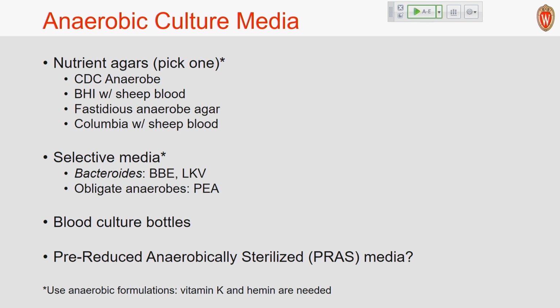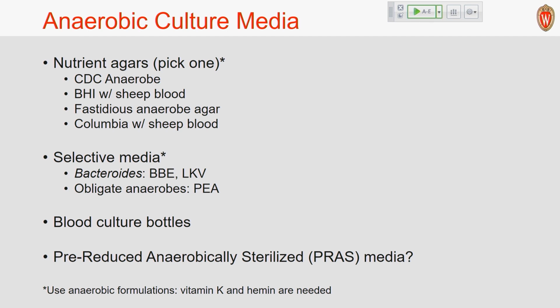And remember when I say Columbia, that's not CNA, it's the Columbia base, supplemented with blood. But of course it doesn't have the nalidixic acid, so it's a general nutrient agar. And then for Bacteroides, the BBE and the LKV, and for the obligate anaerobes, the PEA. We started using that recently, a few years ago, and it's kind of interesting because it's somewhat more selective for obligate anaerobes. So a little bit different, I think, than if you use a PEA non-anaerobic formula for gram-positives in your aerobe cultures. I've seen that done.